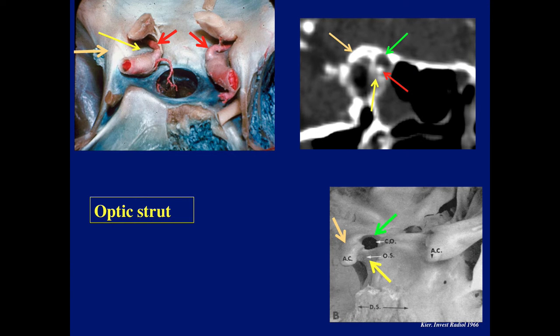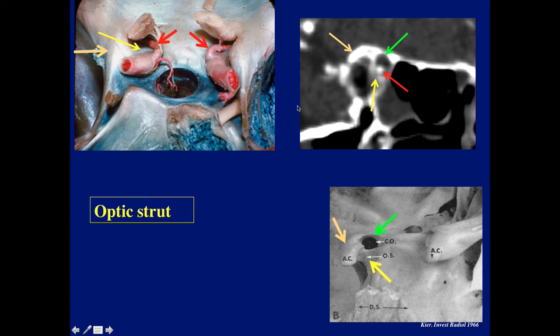However, the optic strut can be helpful as a landmark. Again, as I showed here on the CT, here's the ophthalmic artery, and this is the optic strut below it. Again, optic strut on this specimen. This is the clinoid over here. So again, if we look at this specimen, optic nerve, ophthalmic artery, the floor of the optic canal is the optic strut over here.